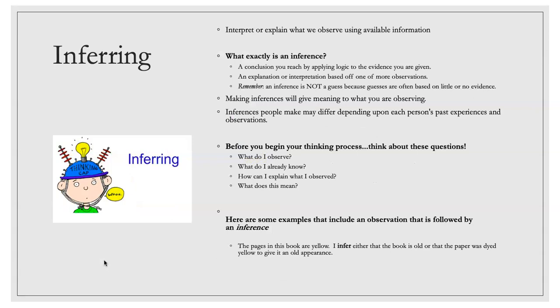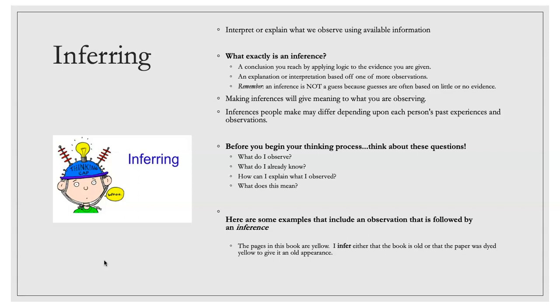Another thing that your students are going to be learning how to do is infer. Inferring means to interpret or explain what we observe using the available information. So what exactly is inference? It's a conclusion you reach by applying logic to the evidence you're given, an explanation or interpretation based off of one or more observations. So if you do a demonstration with your students, you can then ask them to make an inference. Remember, an inference is not a guess because guesses are often based on little or no evidence. And making inferences will give meaning to what you are observing.